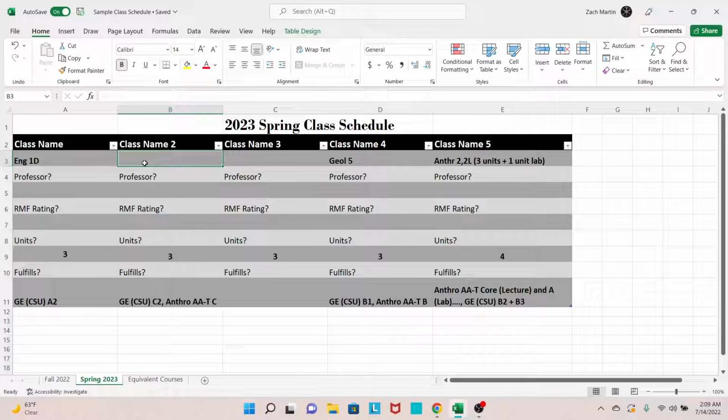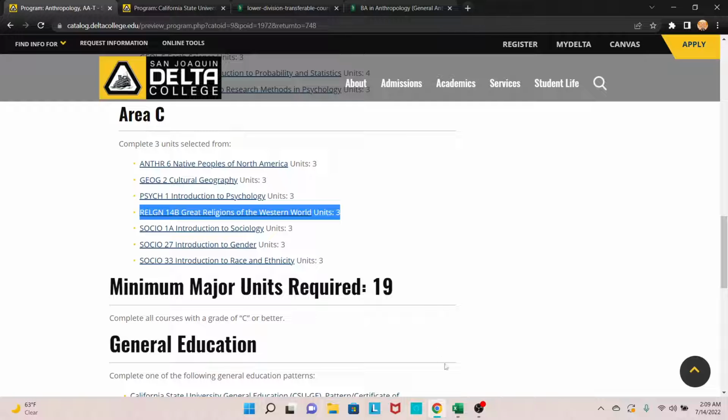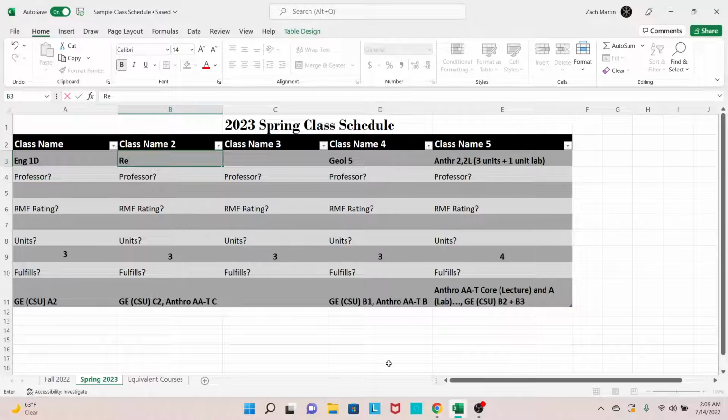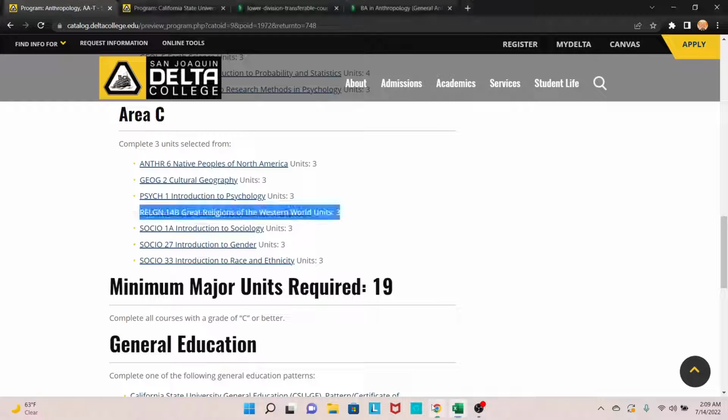Awesome. So this would be religion, was it 14A or 14B? It looks like they wanted 14B. Okay. Religion 14B, which is Western religion. Religion 14B. Perfect. And this is also 3 units, and it would fulfill both of these requirements.